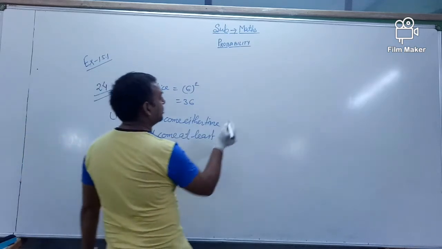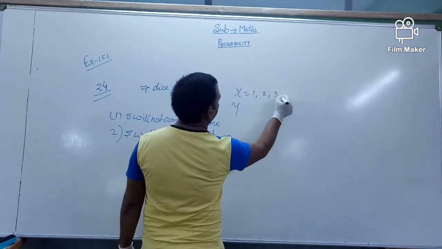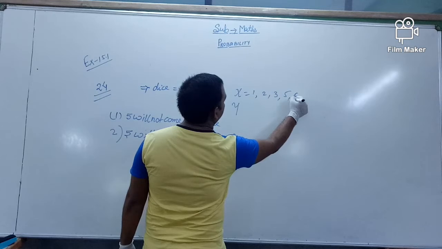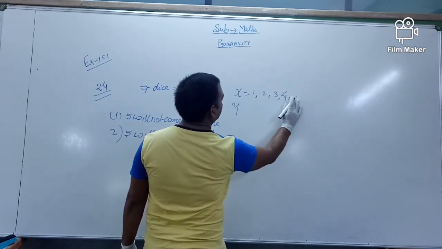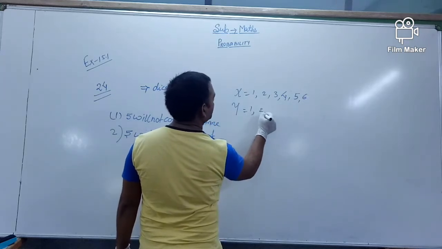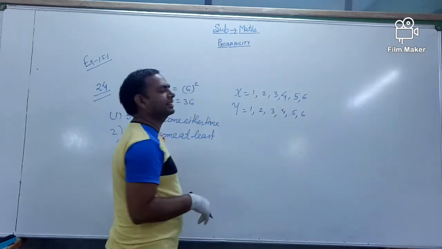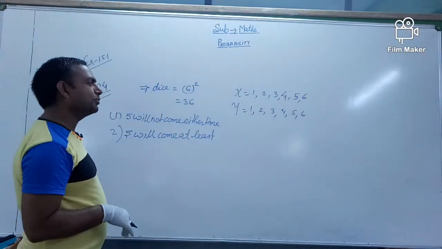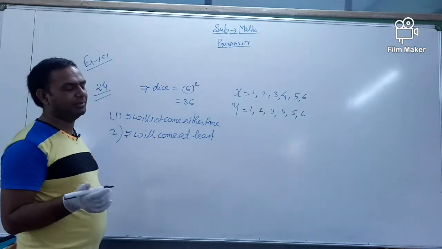First you see, if you throw the dice, first x and y, this is the 1, 2, 3, 4, 5 and 6. These are the conditions. So 5 will not come either. In how many conditions the 5 will come?